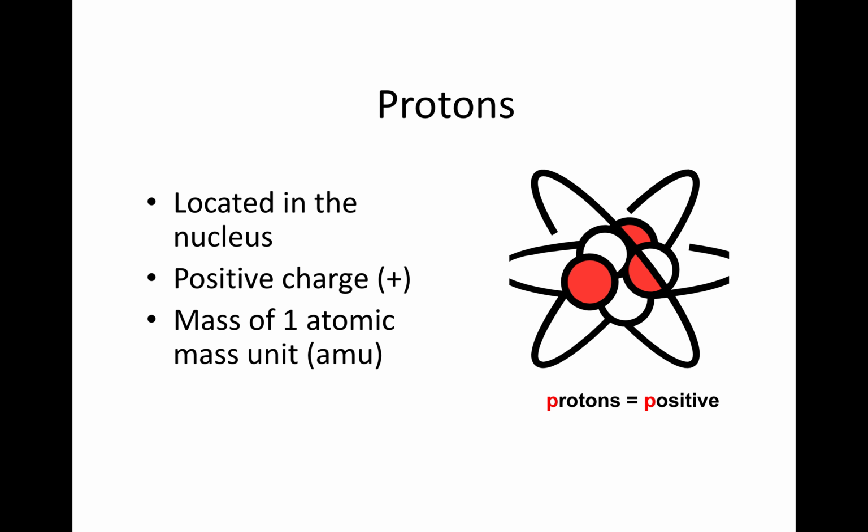Specifically, if you ever get protons, neutrons, and electrons confused, you can always remember that the protons are the positive ones. They both start with P. It's located in the nucleus, and it has a mass of 1 atomic mass unit, called an AMU. We will talk later about how the AMU unit came to be, but for now you can think of it as 1/12 of a carbon atom's mass.